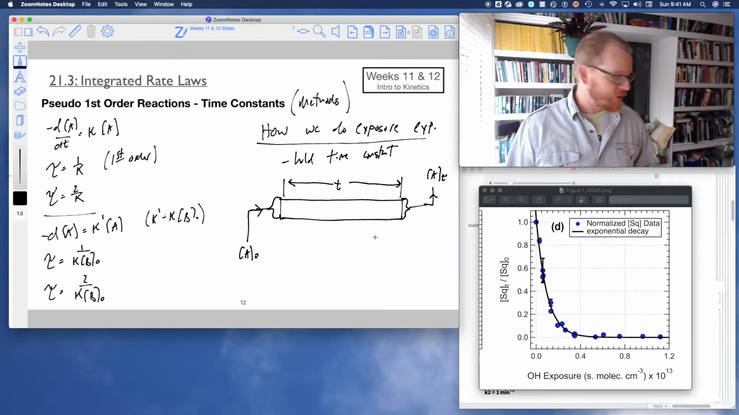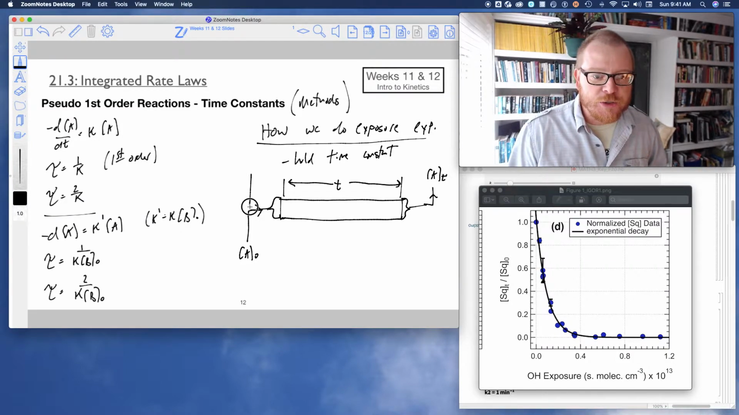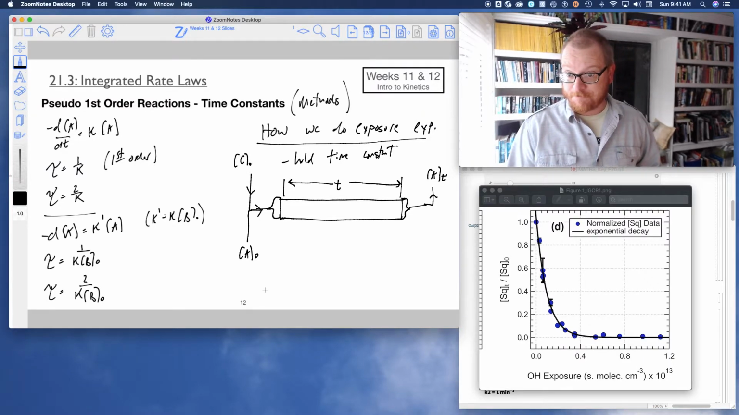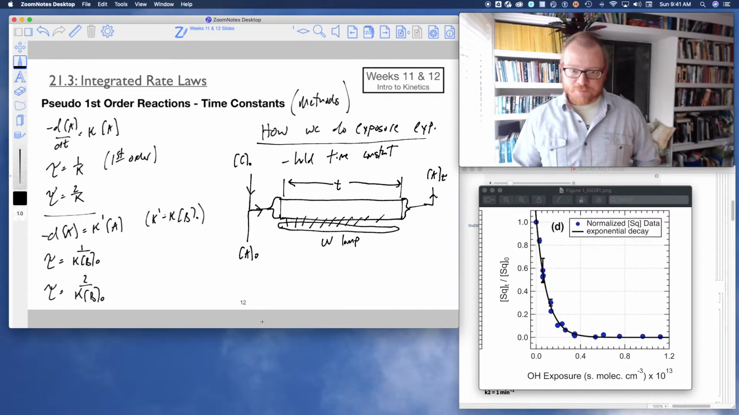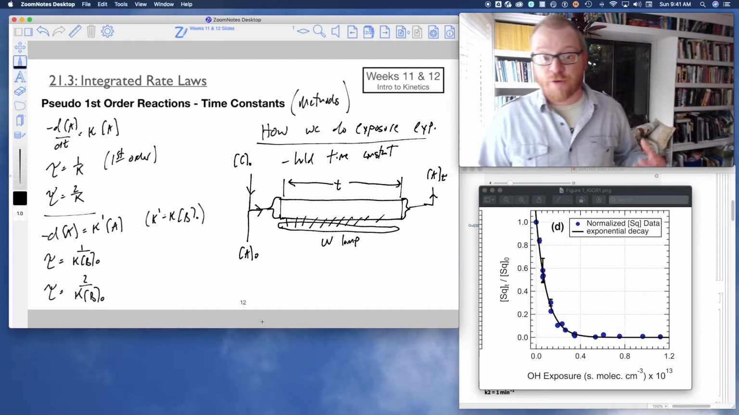In other words, we introduced some other reactant, C. And typically, I'll draw here a little lamp, something like that. We'll say this is a UV lamp. And what's really cool about this, everything else in the experiment is completely blocked off from light.